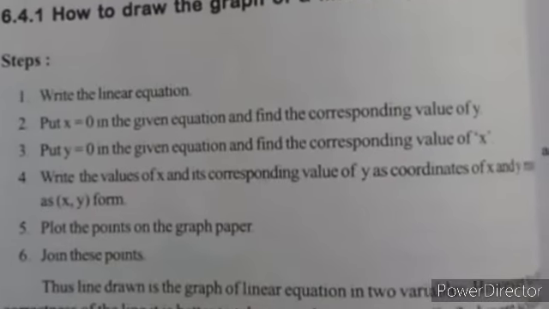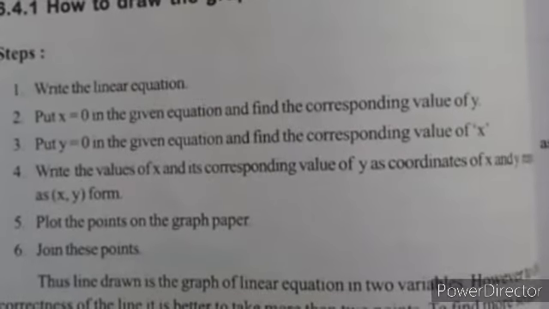The line drawn is the graph of a linear equation in two variables. The graph always gives a straight line. It must touch either the x axis or the y axis, or sometimes it passes through the origin also.